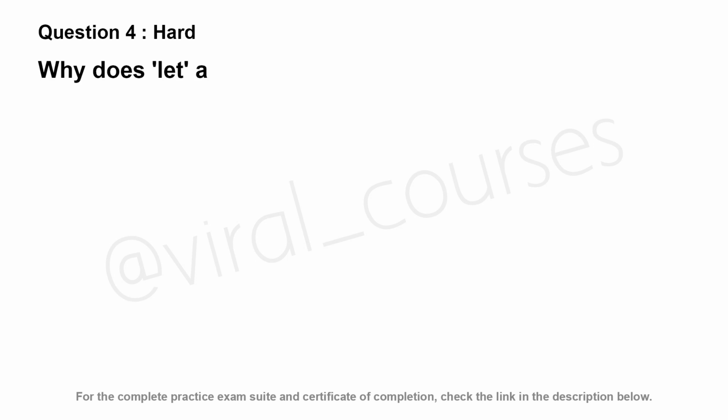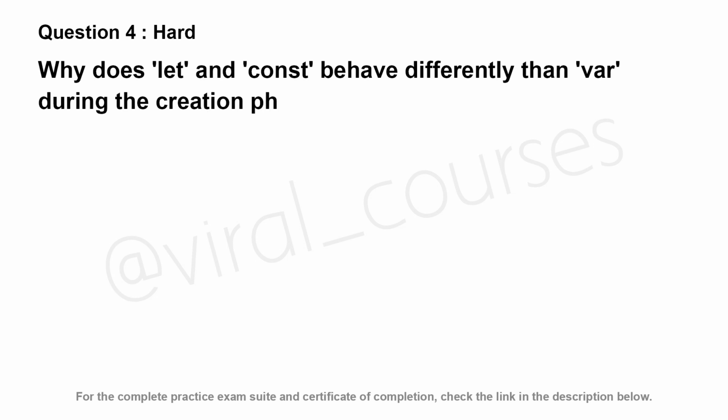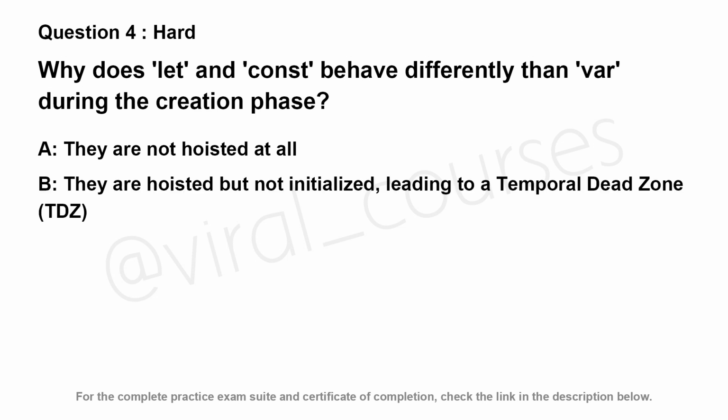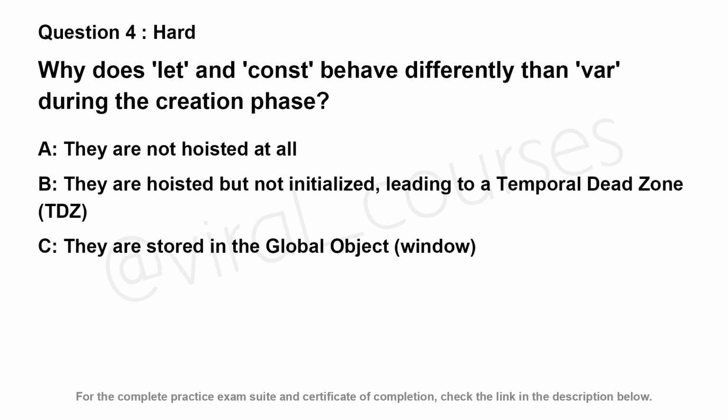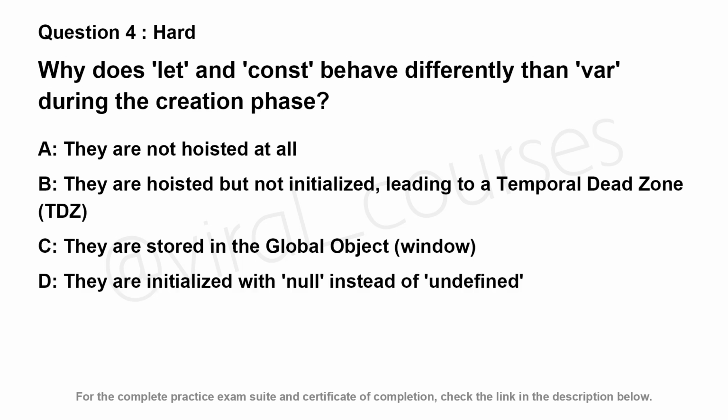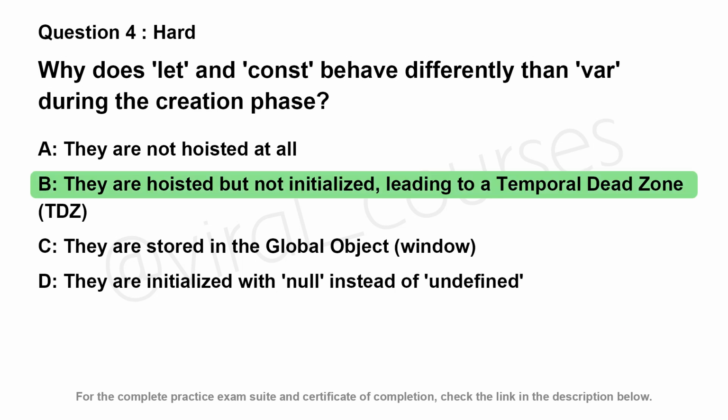Why do let and const behave differently than var during the creation phase? Option A, they are not hoisted at all. Option B, they are hoisted but not initialized, leading to a temporal dead zone, TDZ. Option C, they are stored in the global object window. Option D, they are initialized with null instead of undefined. The correct answer is B.